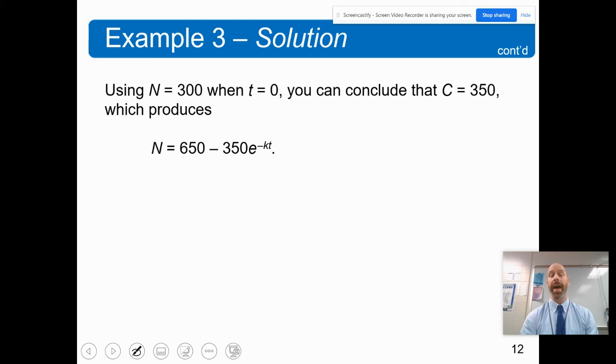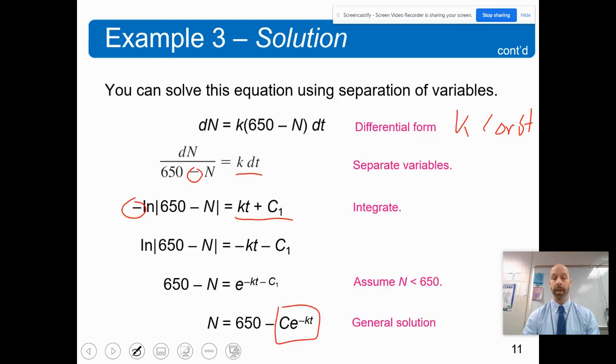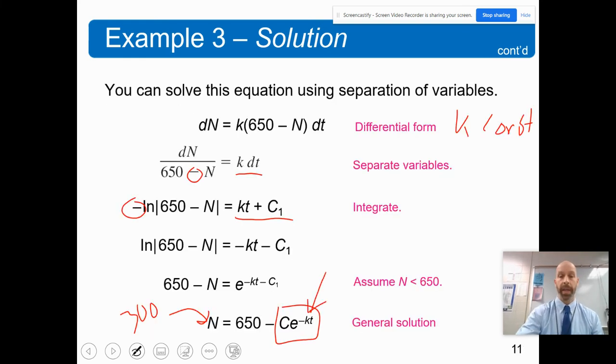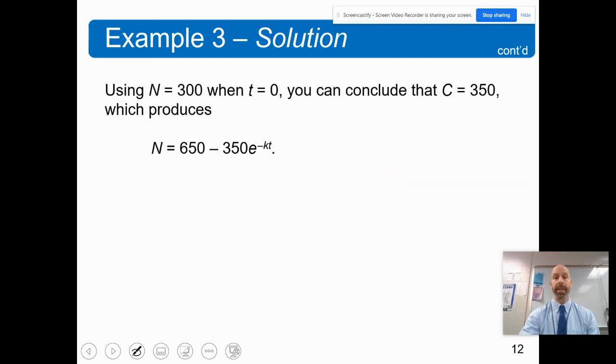Now, we were given the fact that when t was equal to 0, n was 300, so that means that we can plug into this general solution here. We can plug in n equals 300, so we would put a 300 in for n, and then t would be equal to 0, so we would put t equals 0 there. So that's going to make that e to the 0, which is just 1, so you can clearly see that C is going to be 650.